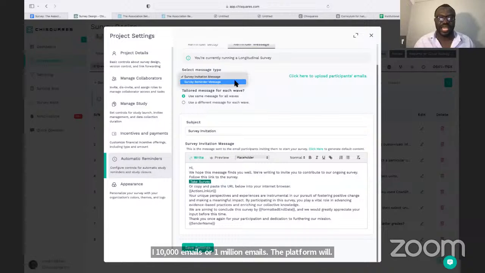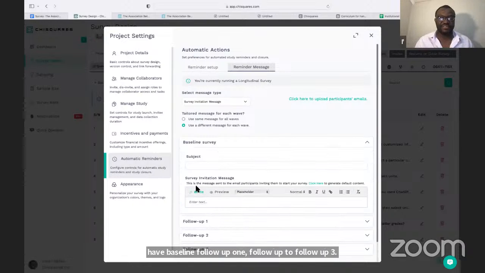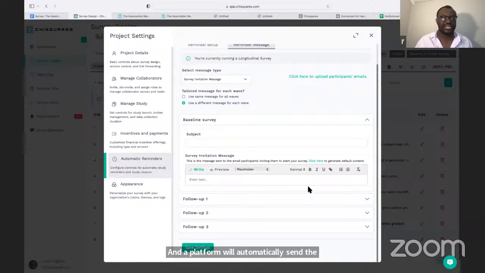If you want to use a different message for each wave, then in our study, we have baseline survey, follow-up 1, follow-up 2, follow-up 3. You specify each wave and customize the message accordingly, and the platform will automatically send the message that you have created to the participants when the time arrives. I hope that makes sense to whoever asked the question.